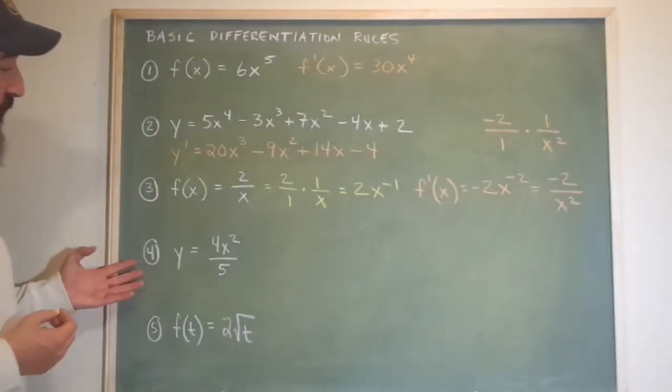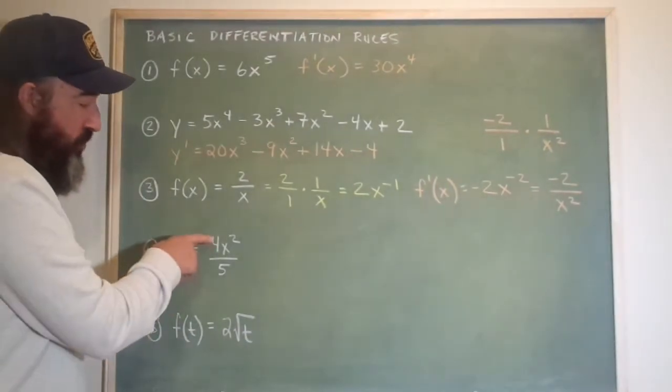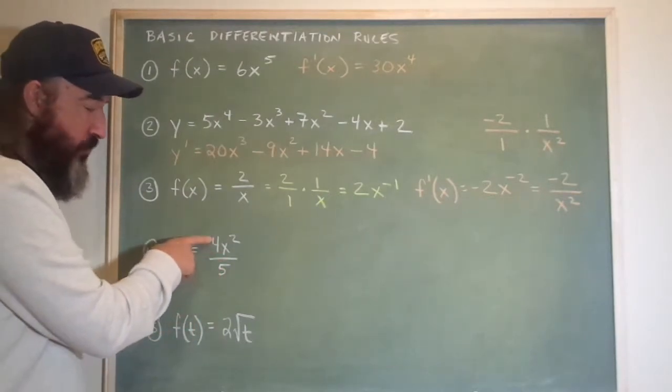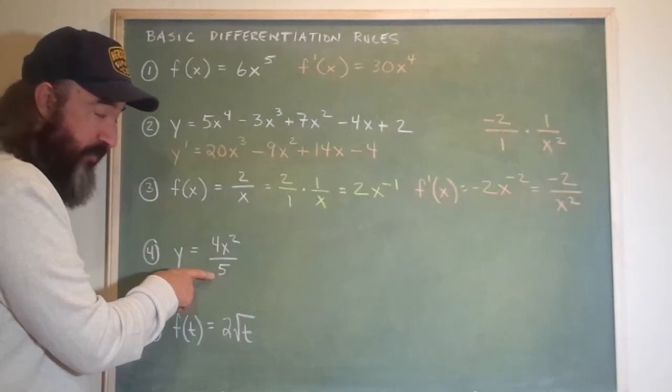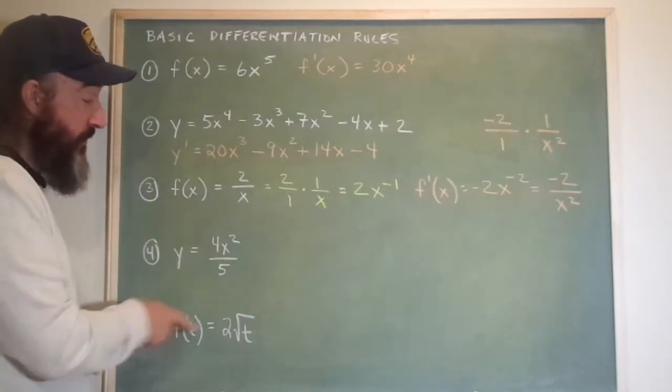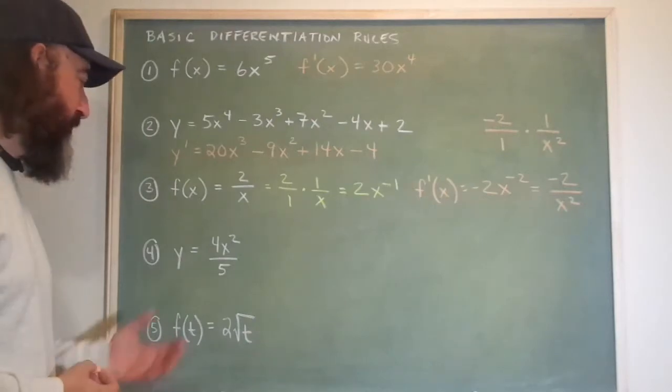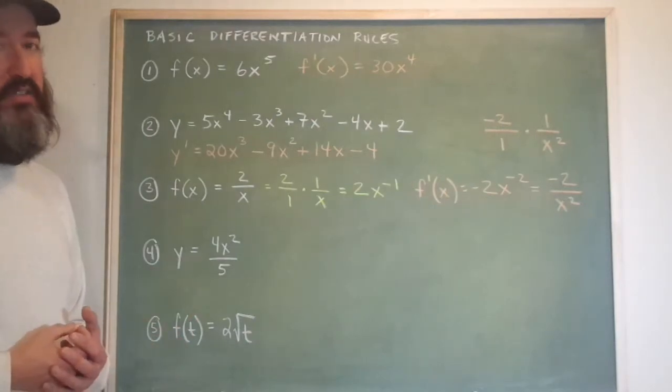Here, once again, in number 4, we have a situation where our function is something divided by something. And it's not just as simple as getting the derivative of the top and putting it over the derivative of the bottom. If that were the case, this would be 8x over 0, and anything over 0 is undefined. Well, let me show you the derivative of this is not undefined.